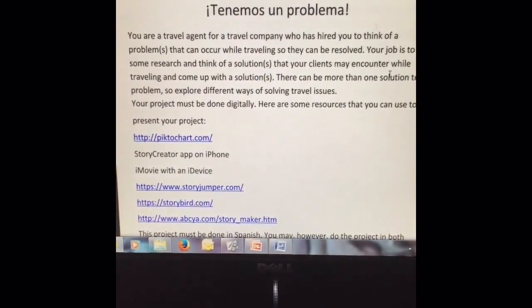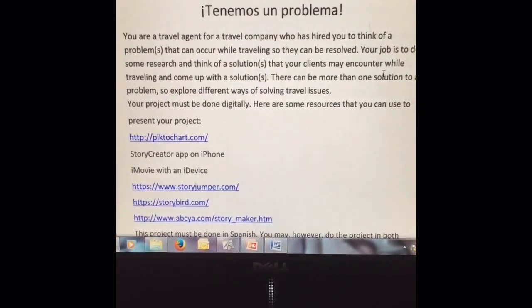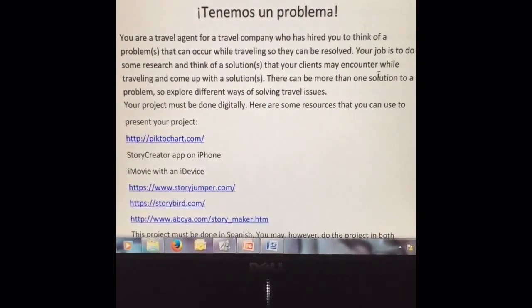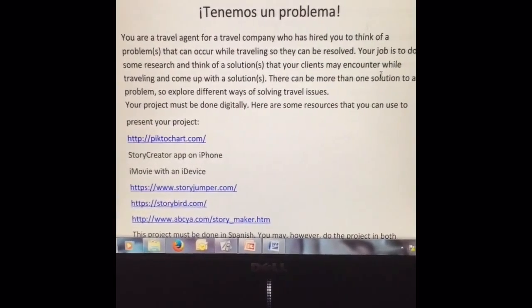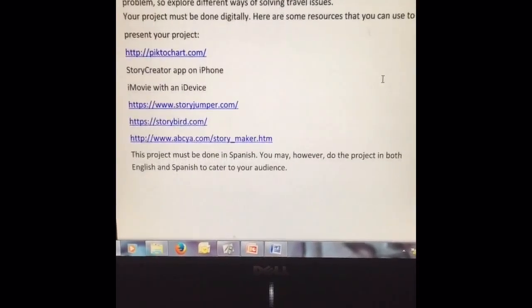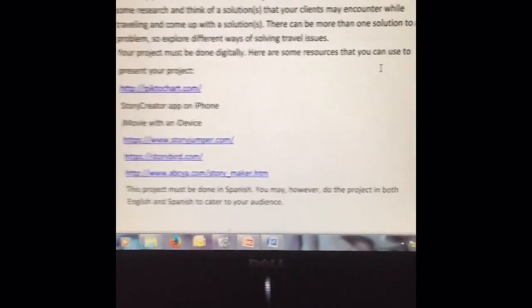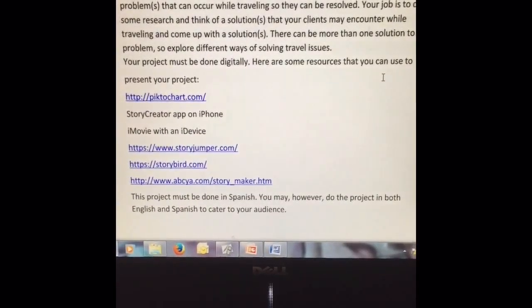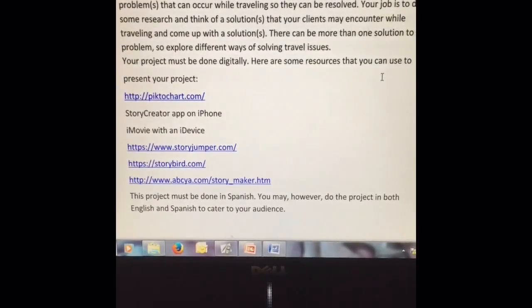My students are studying travel and travel preparations in Spanish. These students were given the assignment of being a travel agent for a travel company who's hired them to think of a problem or some problems that can occur while traveling so they can resolve them. Their job is to do some research and think of a problem that their clients may encounter while traveling and come up with the solution or the solutions.